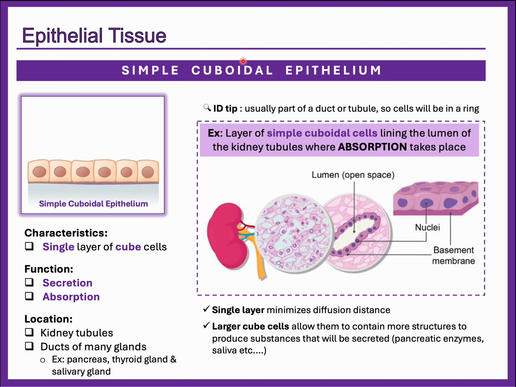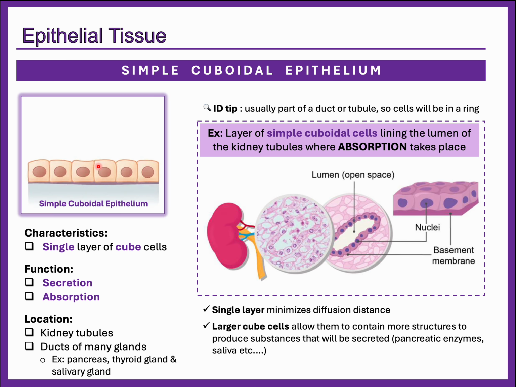All right, next one is simple cuboidal epithelium. Now, this is a single layer because it's simply one layer, simple, and it's cube-like cells. What is this good at? It's good at secretions and absorptions. And I don't want you to memorize. I want you to understand why.